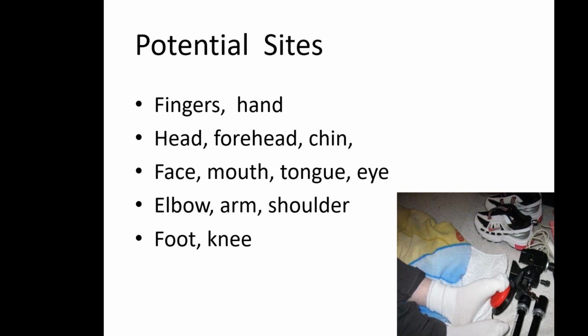So obviously we've got our fingers and our hands, and it's typically the first place that we're going to look, to see if possible that the hands or the fingers of the user would be useful for activating a switch, or even, we're talking about keyboards or mice or whatever. Then we're going to look at the head. So the sides of the head, the back of the head. We can even look at the forehead and the chin as part of that. And then we can look at the face, the mouth, the tongue, the eyes. So for example, eye gaze. And then we're going to look at elbows, arms, shoulders, and then our foot or a knee.